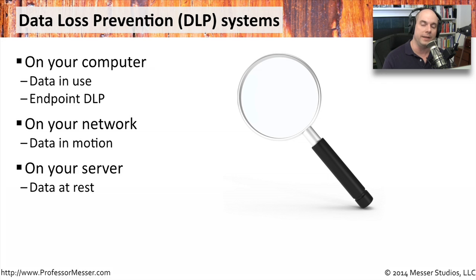Another type of data loss prevention system is on your server, where the data is stored on the hard drive or in a database. We call that data at rest. And that type of DLP system is able to identify when that information is moved or placed onto a hard drive and stored there for any amount of time.